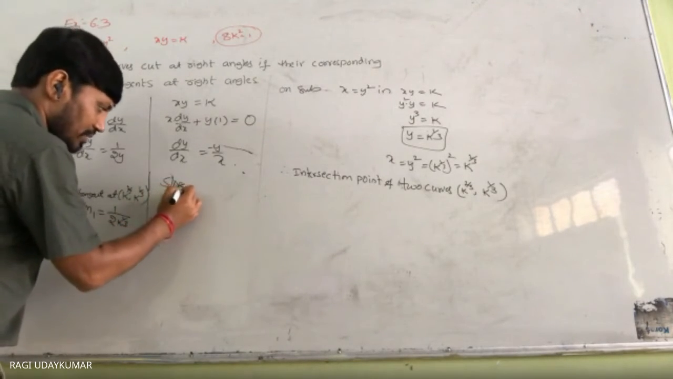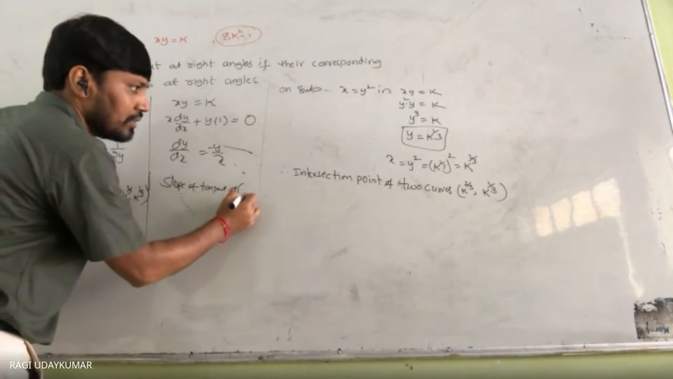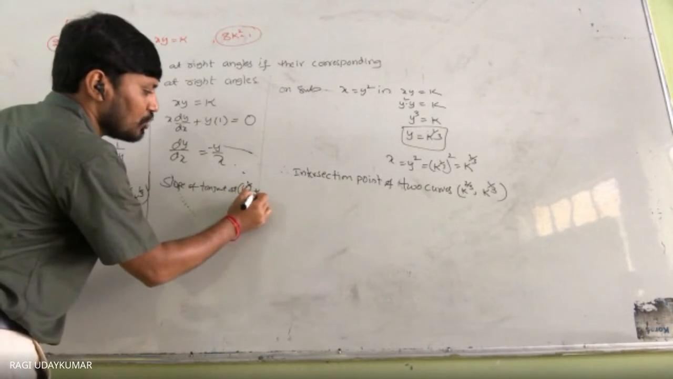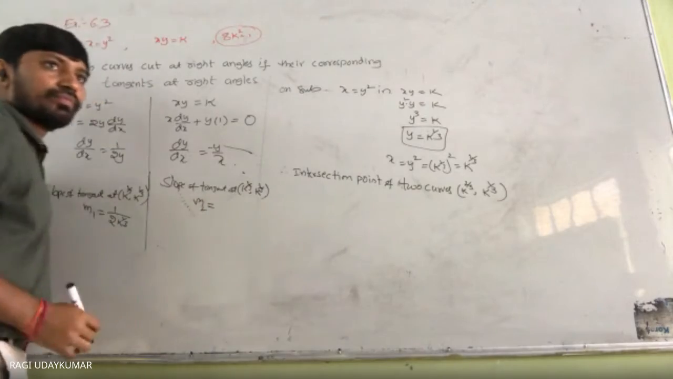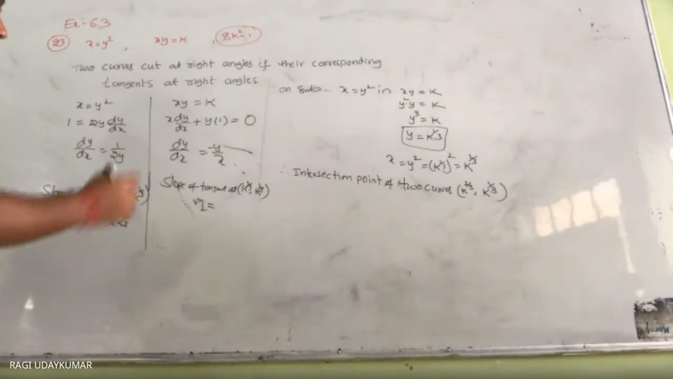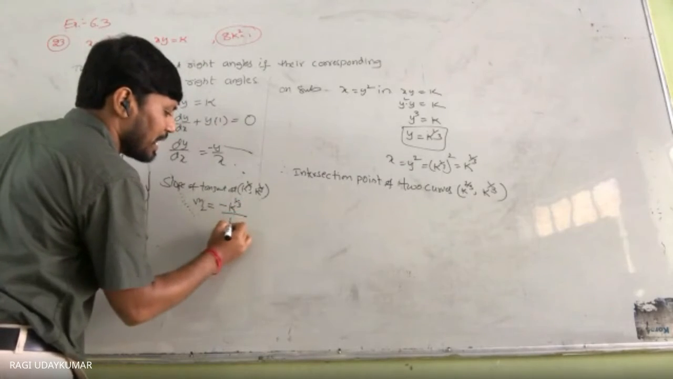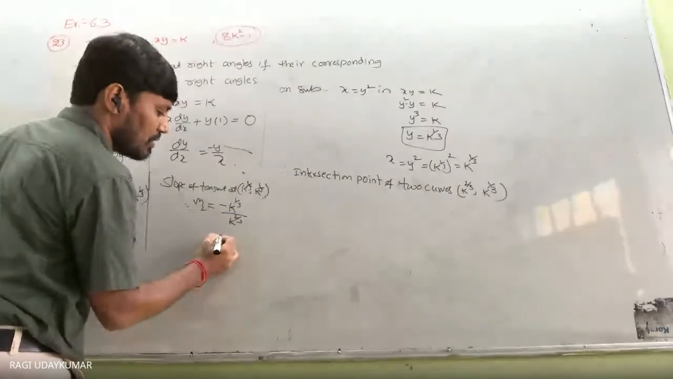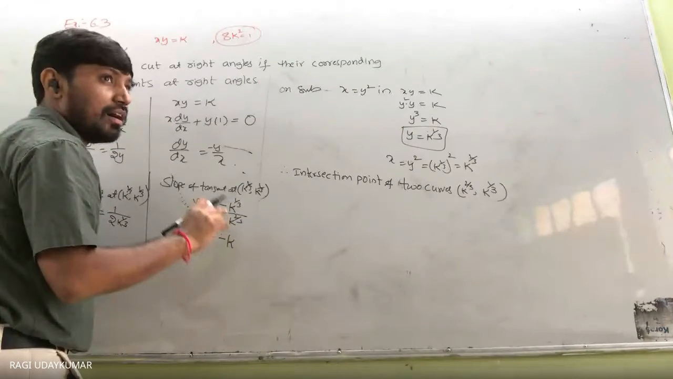Slope of the tangent here at k power 2 by 3 comma k power 1 by 3, let us call it m2. Okay, so what do you get? Minus k power 1 by 3 by k power 2 by 3, which is equal to minus k power 1 by 3 minus 2 by 3, minus 1 by 3.